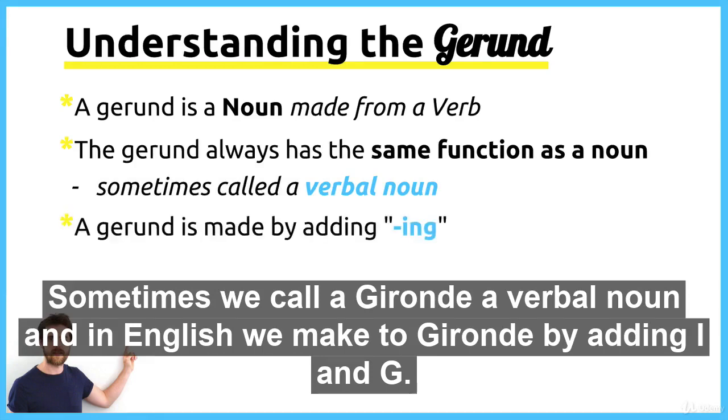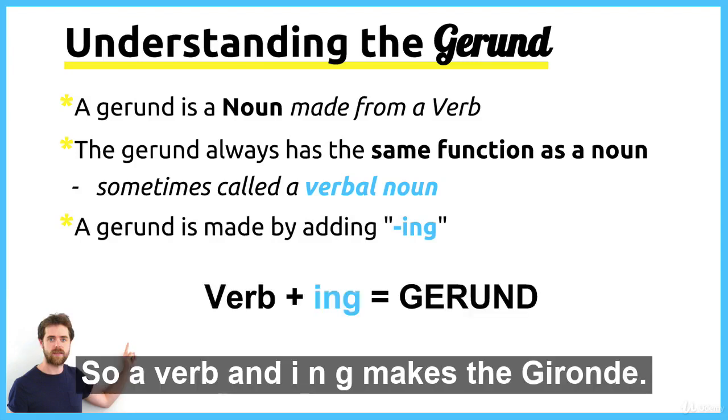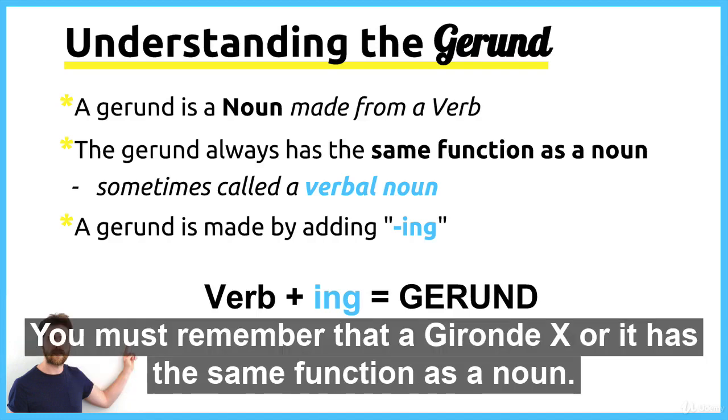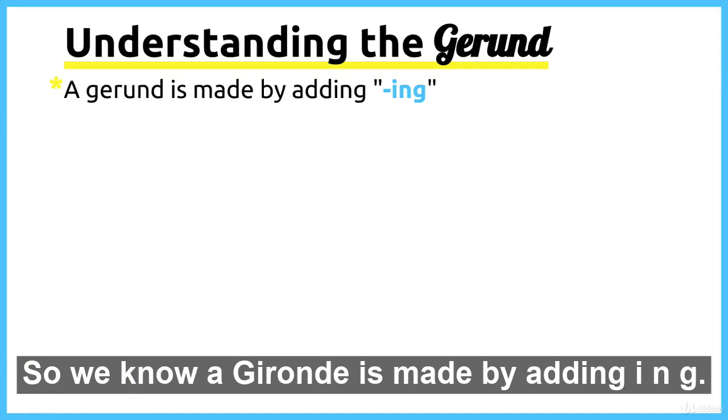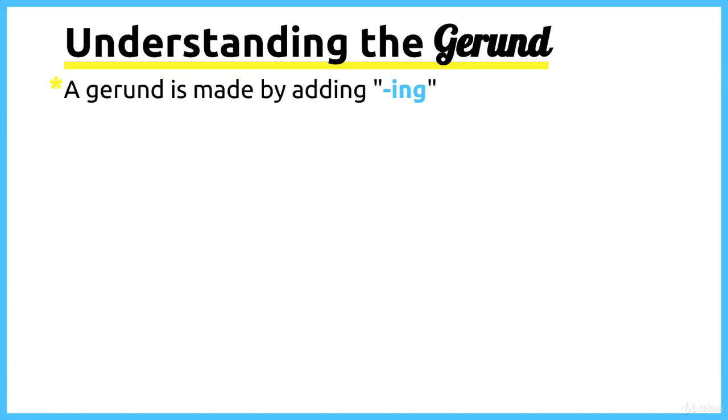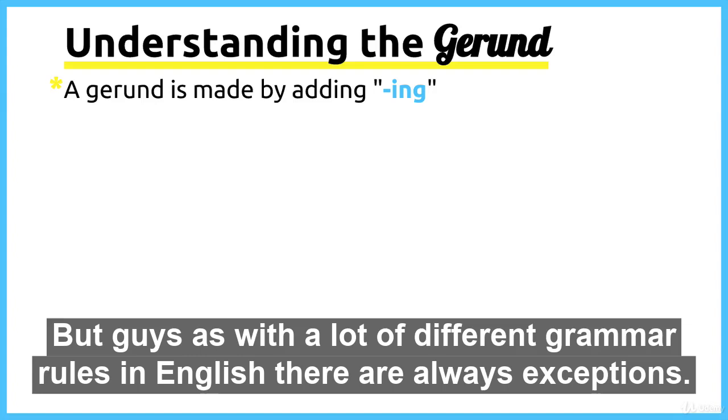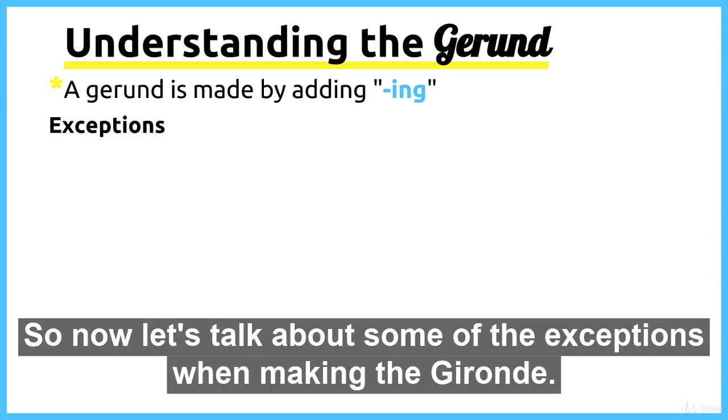And in English, we make the gerund by adding ing. So, a verb and ing makes the gerund. You must remember that a gerund has the same function as a noun. So, we know a gerund is made by adding ing. But guys, as with a lot of different grammar rules in English, there are always exceptions. So now let's talk about some of the exceptions when making the gerund.